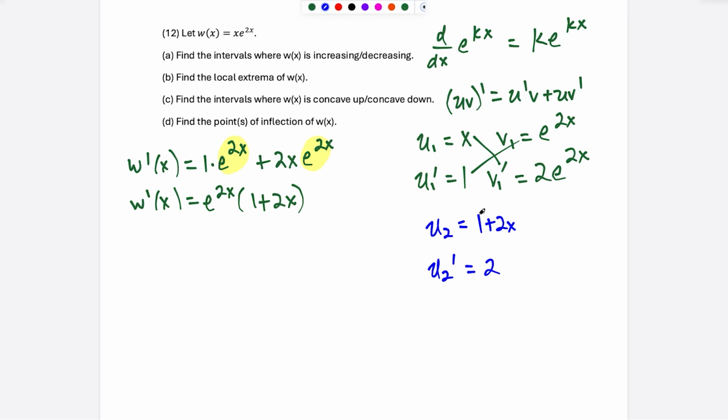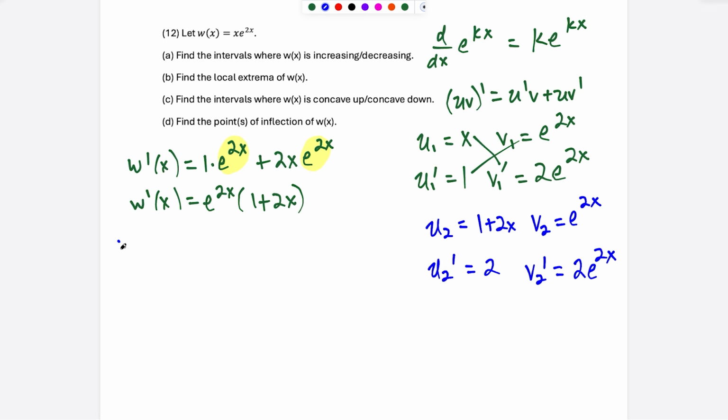That's the derivative of 1 plus 2x. And then next we have v sub 2. The next part of our product is e to the 2x. Okay, so remember, in the product rule, the u and v terms are interchangeable because multiplication is commutative. With the quotient rule, though, we have to be very, very careful with the order. We can't just mix and match stuff. So now we have v sub 2 prime is equal to 2e to the 2x, all over again.